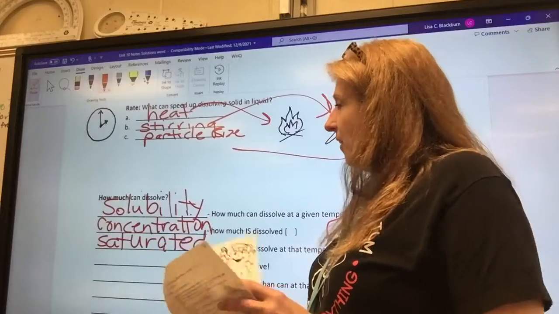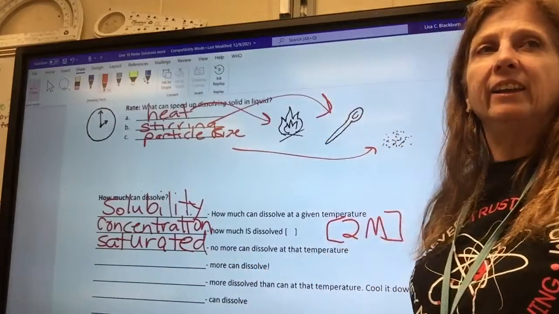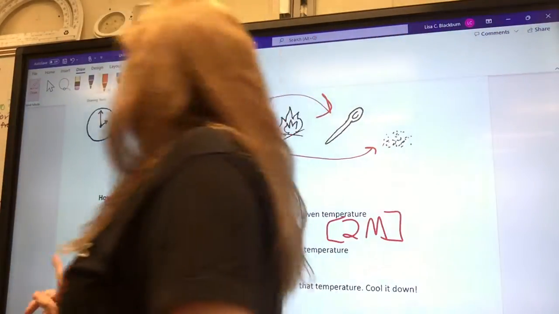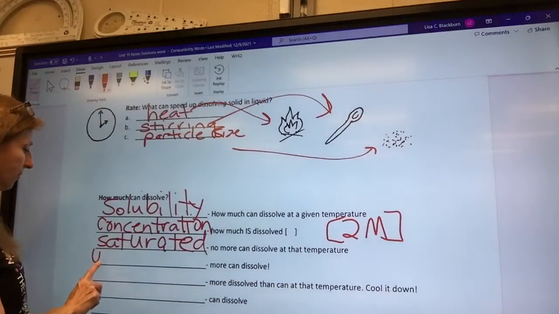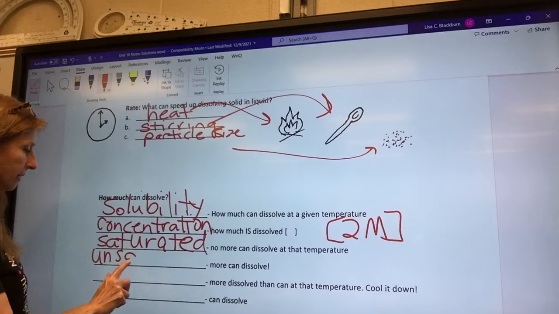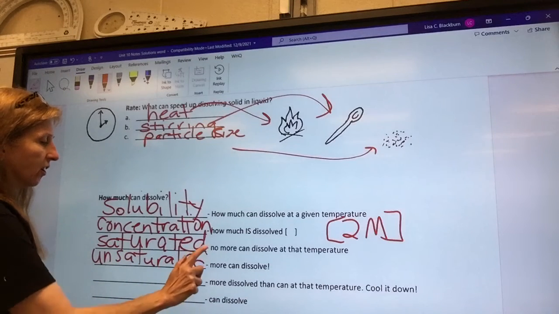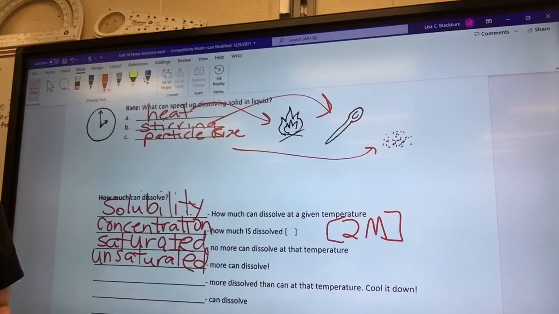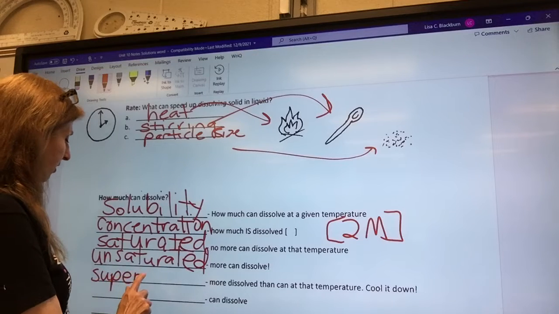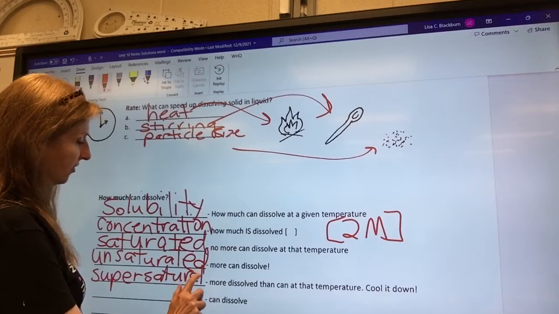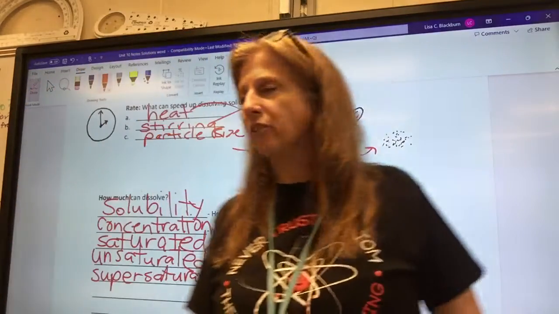Okay. So saturated means no more can dissolve. Unsaturated means more can dissolve. Unsaturated, you can dissolve more. Now the third one is weird. It's supersaturated. Sounds like a superhero, like Dr. Strange, which I saw Saturday. Supersaturated.